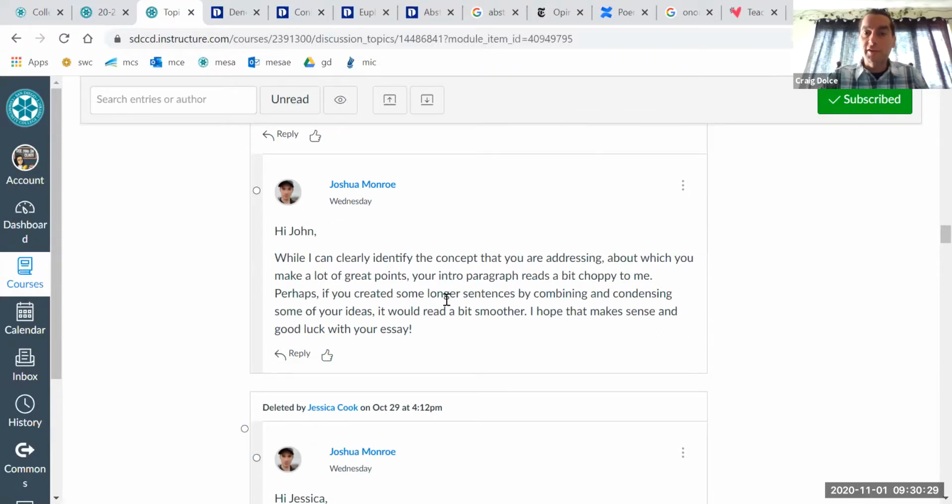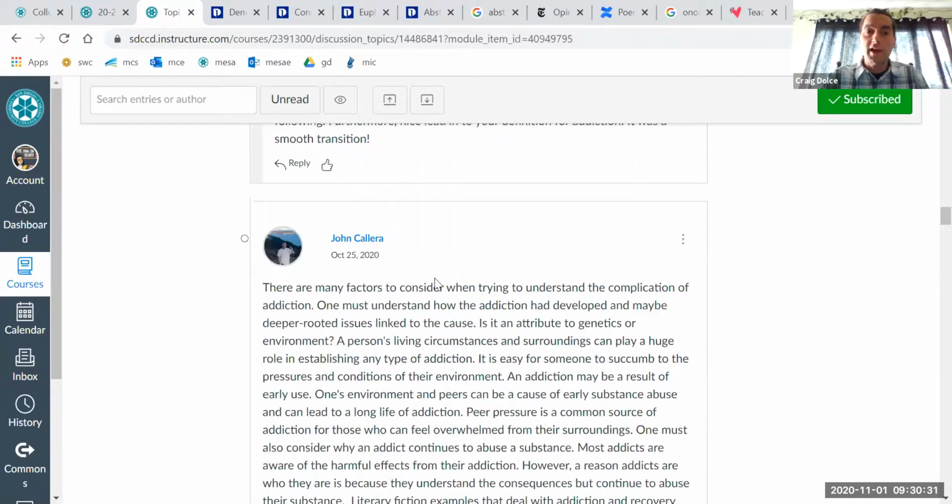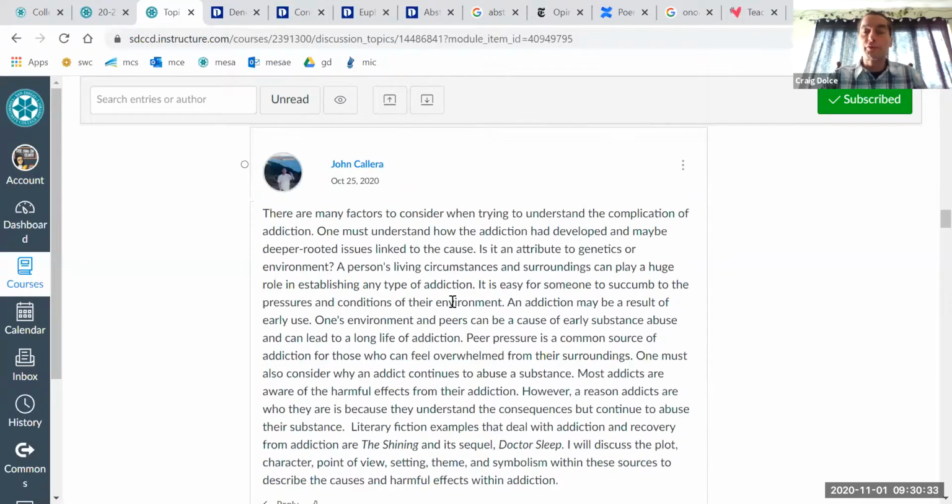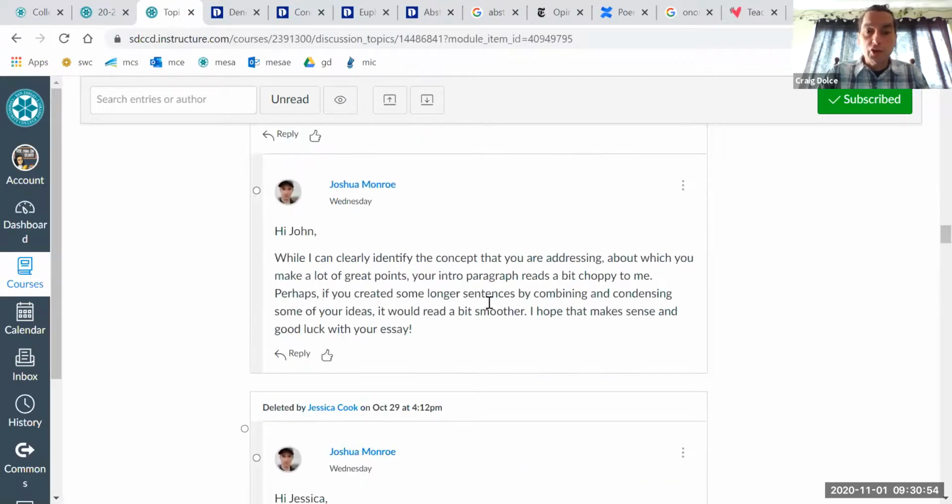Yep, some longer sentences, combining and condensing. Good point. So you know what you can do, John? Review the punctuation module, right? Remember, I posted that weeks ago, when you were turning in essay 1 and working on essay 2. So I directed people to the comma rules, the semicolon rules. You can link your sentences with commas and coordinating conjunctions. You can link your sentences with semicolons, and that's a good way to create longer sentences by combining.